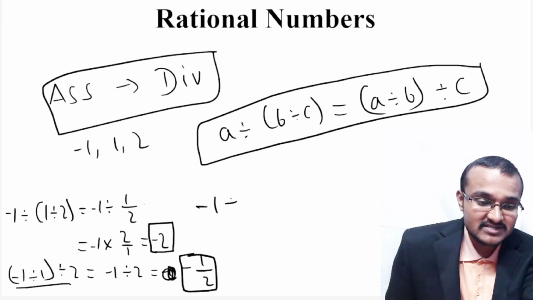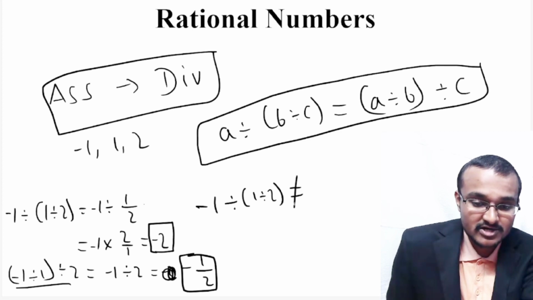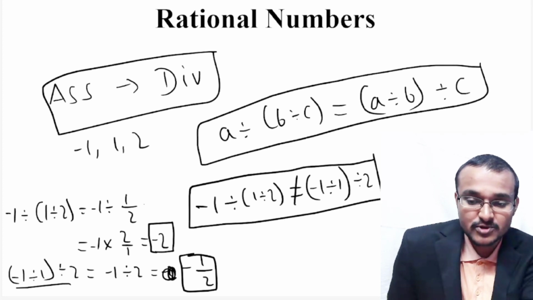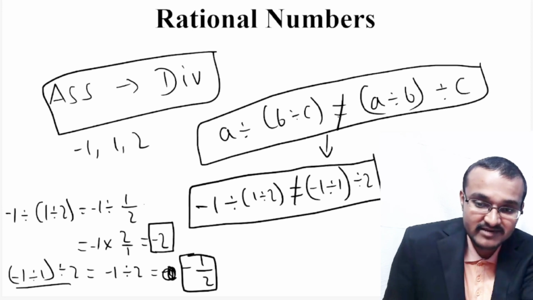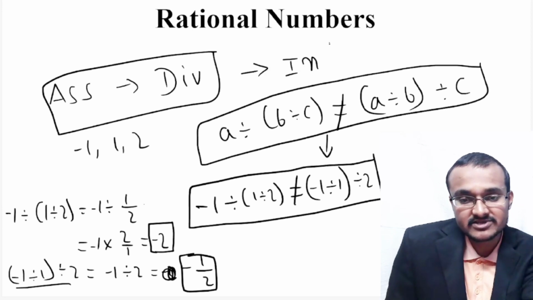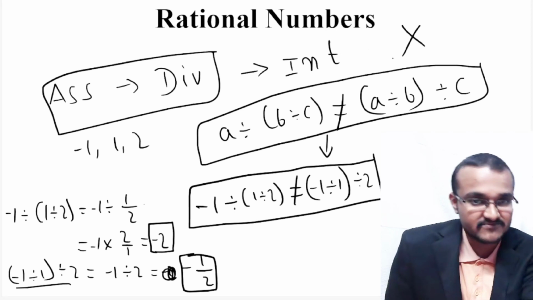That shows minus 1 divided by (1 divided by 2) is not equal to (minus 1 divided by 1) divided by 2. So this particular equation for associative property under division is not satisfied by these integers. So associative property under division for integers is not satisfied.